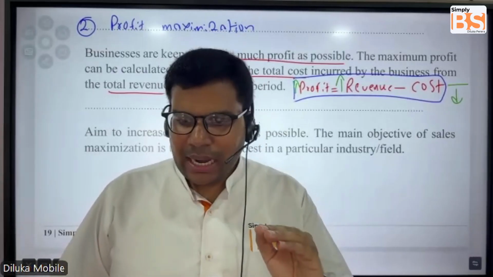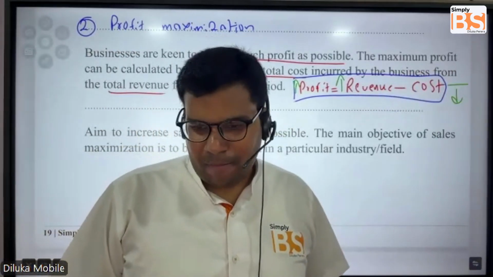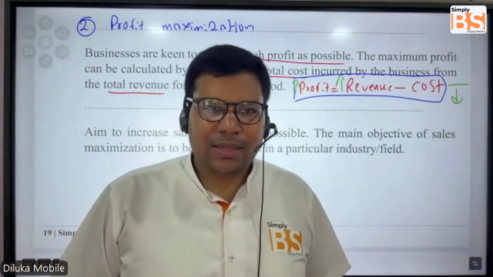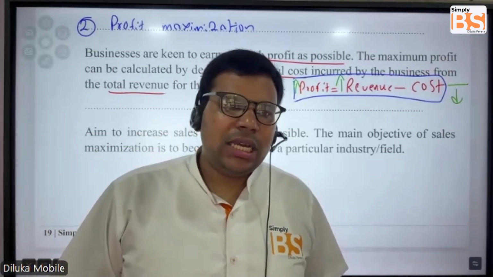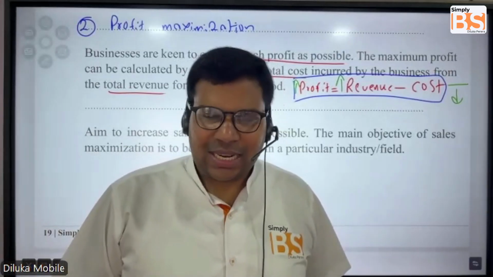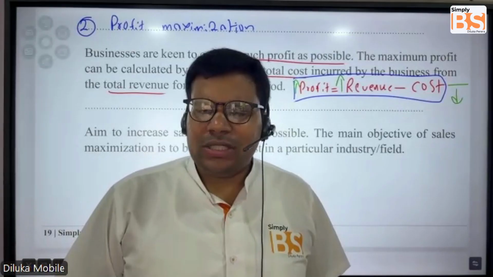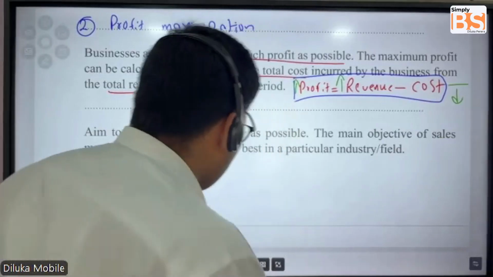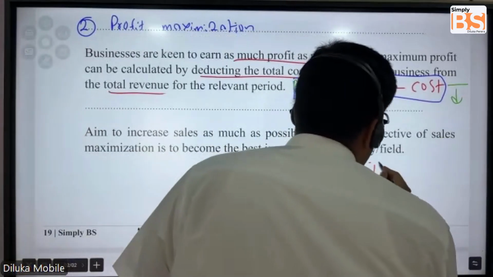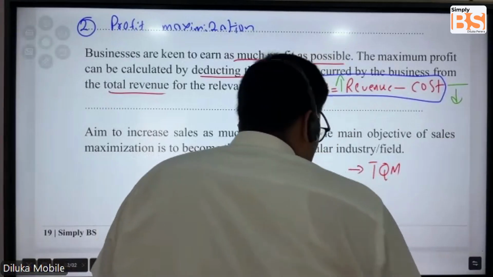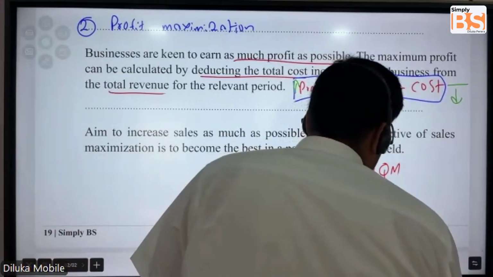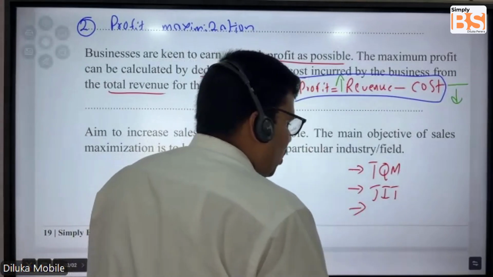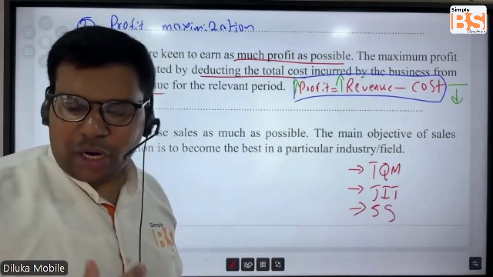That is wrong. There are mechanisms that you could use to reduce your cost. In the future, when you are doing your degree programs, you'll be learning them. You have concepts like just-in-time systems, JIT systems, and total quality management systems. So I will write them. You have concepts like TQM, total quality management. Then you have JIT, just-in-time systems. Then you have what you call 5S systems. I think you have heard of 5S systems, how to organize your activities.